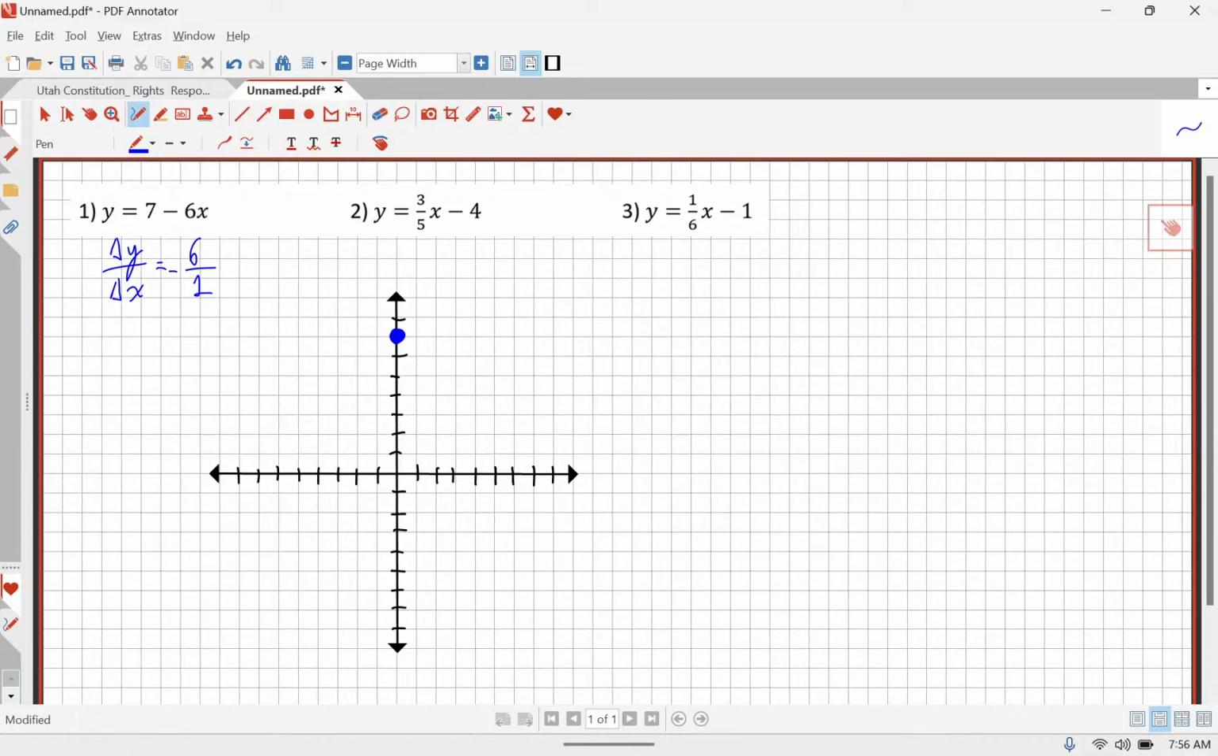How many of you noticed that I didn't really have room to go up 6? Yeah, so we can't really go that direction. So we're going to go down 1, 2, 3, 4, 5, 6, right 1. And then you're going to put a dot.